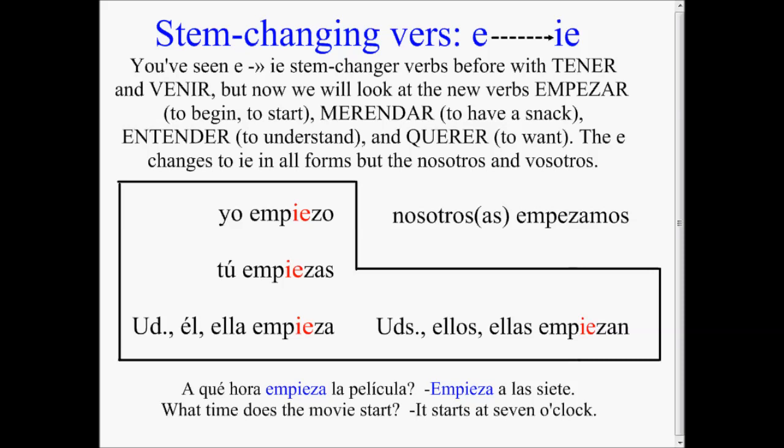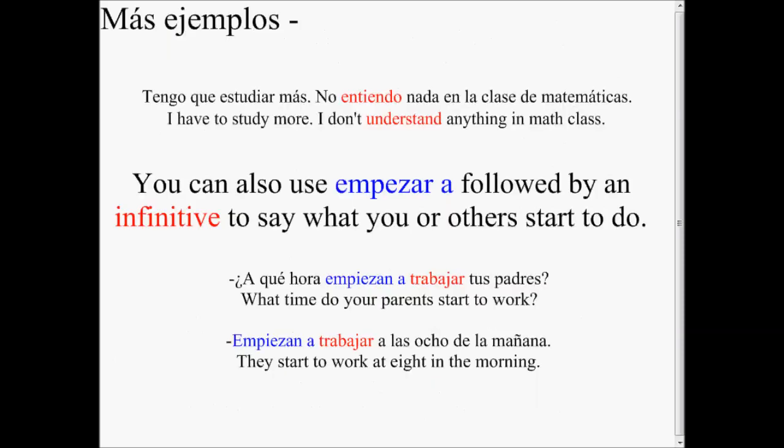To put it into practice, ¿a qué hora empieza la película? Empieza a las 7. What time does the movie start? It starts at 7 o'clock. Let's look at some more examples. Tengo que estudiar más. No entiendo nada en la clase de matemáticas. I have to study more. I don't understand anything in math class.